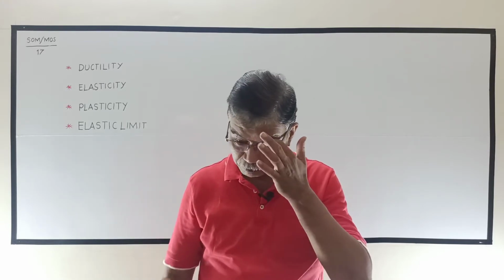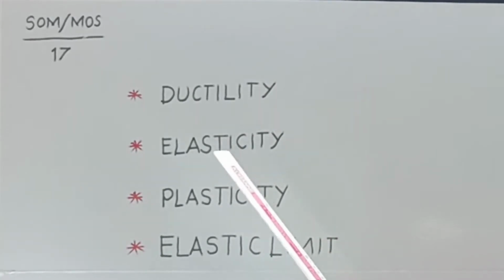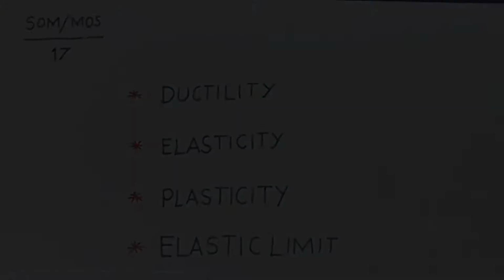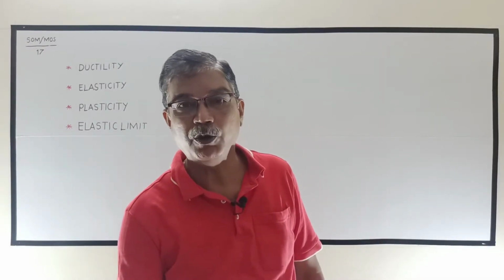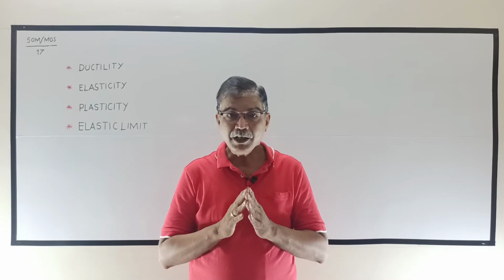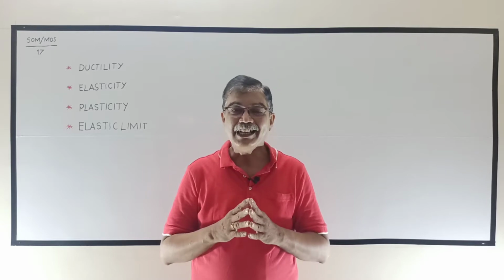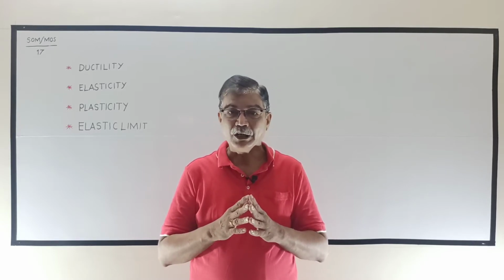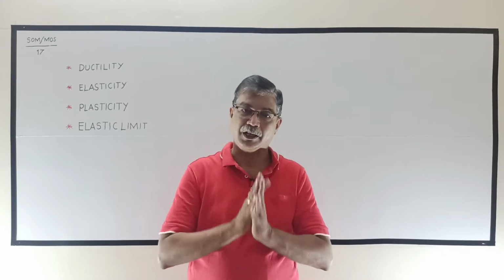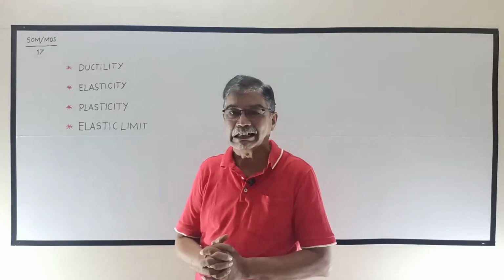Okay, so let us see some important properties today, that is ductility, elasticity, plasticity and elastic limit. Now let us see what do we mean by ductility. It is the property of a material by virtue of which it can be drawn into smaller cross sections without causing failure. This is known as ductility.